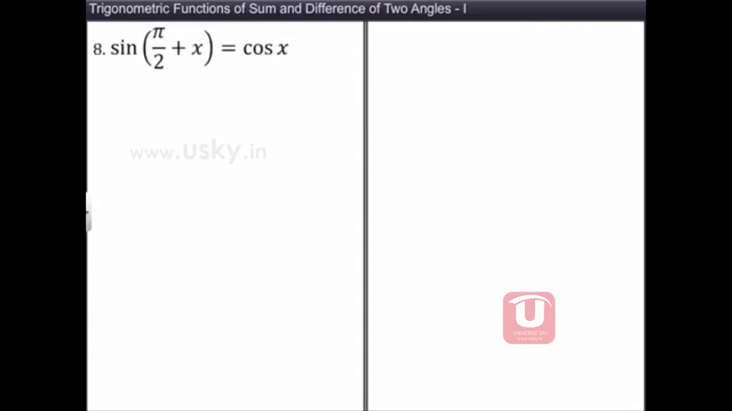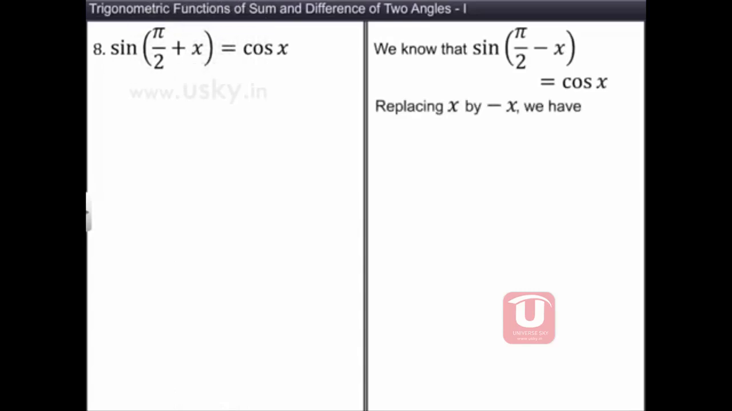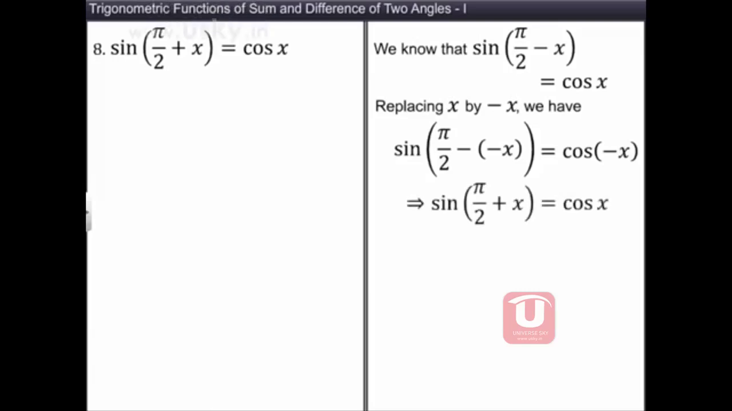Let's now prove sin of pi by 2 plus x is equal to cos x. We know that sin of pi by 2 minus x is equal to cos x. Replacing x by minus x, we have sin of pi by 2 minus of minus x is equal to cos of minus x. This implies sin of pi by 2 plus x is equal to cos x.